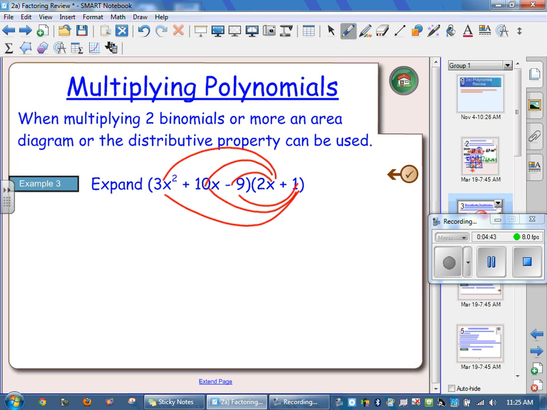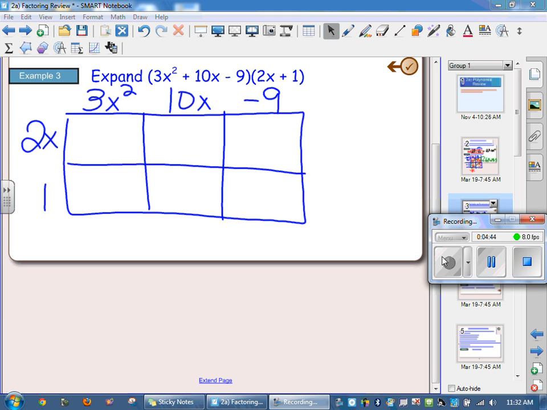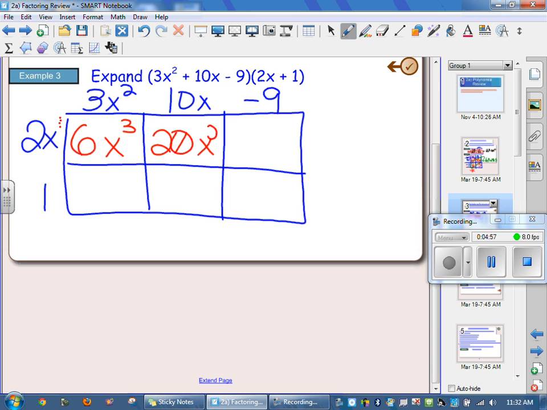Okay, you've got a few minutes to look at this. Let's see what we get. So take 3 times 2, we're going to get a 6. Add the exponents on your x, you get x cubed because there's a hidden 1 on that x. Take your 10 times a 2 to give you 20, and we add the x's to get x squared because this one also has a hidden 1.